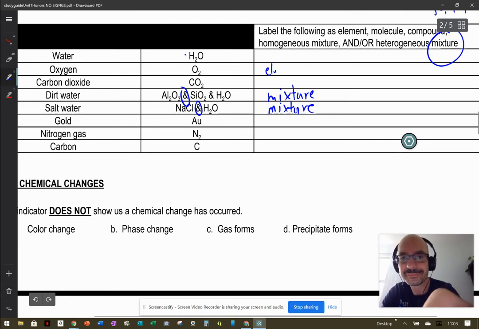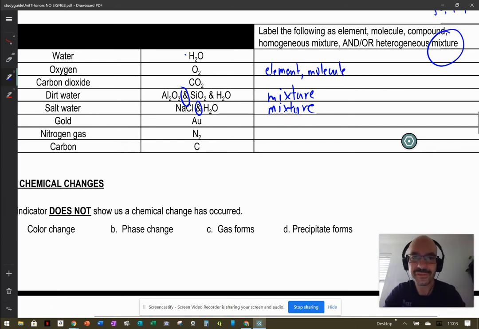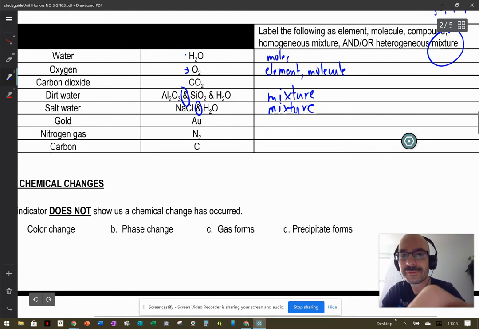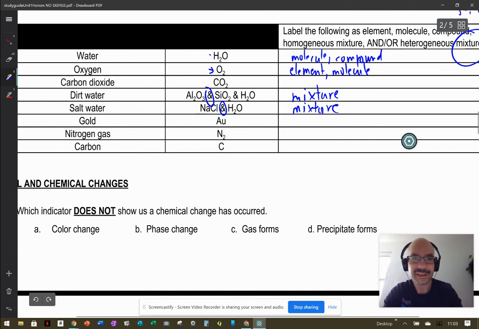Oxygen is an element and a molecule. It cannot be a compound because we've only got oxygen in there, no other element. So we said that water was a molecule and a compound. Carbon dioxide here would be a molecule and a compound.